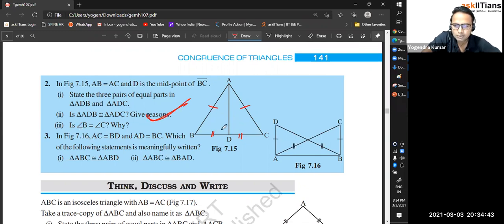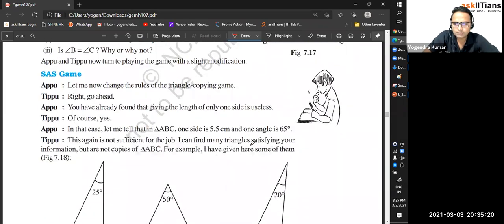Angle B is equal to angle C? Yes. What is the reason we need to give? They are corresponding parts of congruent triangles, CPCT. B corresponds to C, so that's why corresponding parts are equal. If there are two congruent triangles, their corresponding parts will be equal. Obviously, because they are overlapping each other, they are going to be equal, right? You can see the third example yourself.